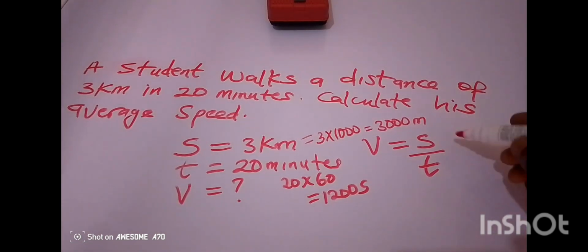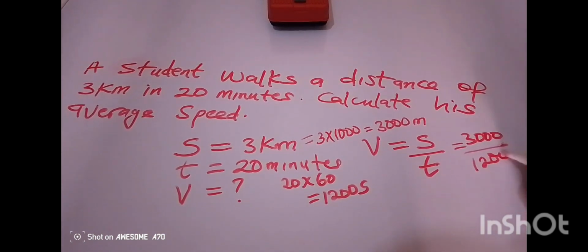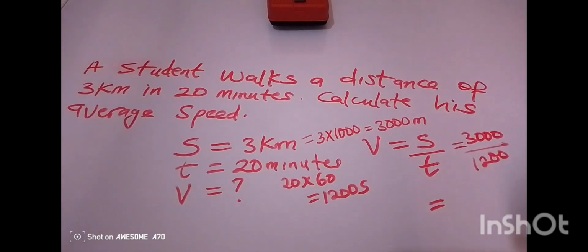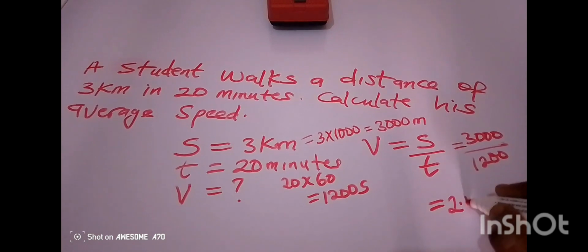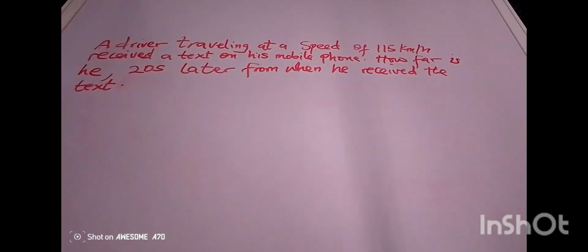Since our s is 3,000, we divide it by 1,200. When we press our calculator and divide that value, we have 2.5 meters per second. So that's how we solve this question. Now let's look at example 2.